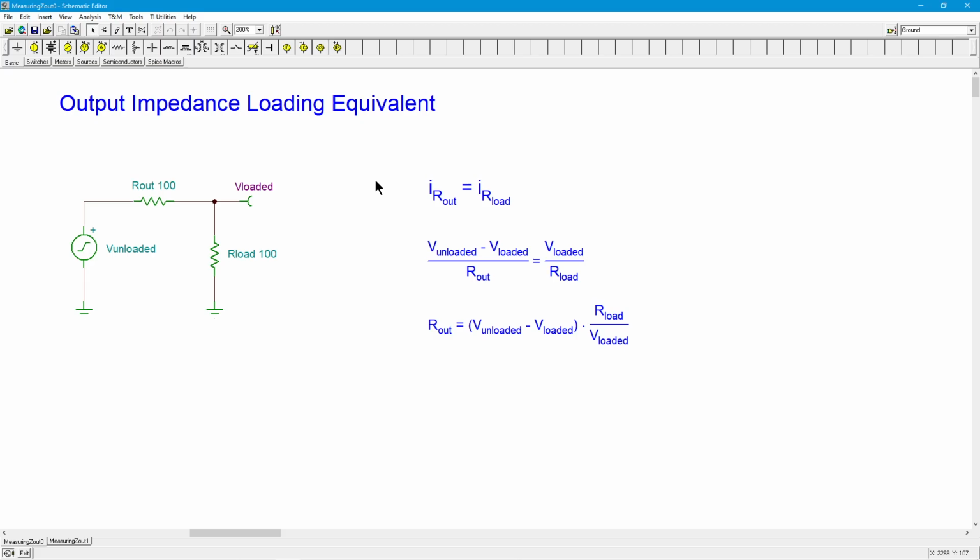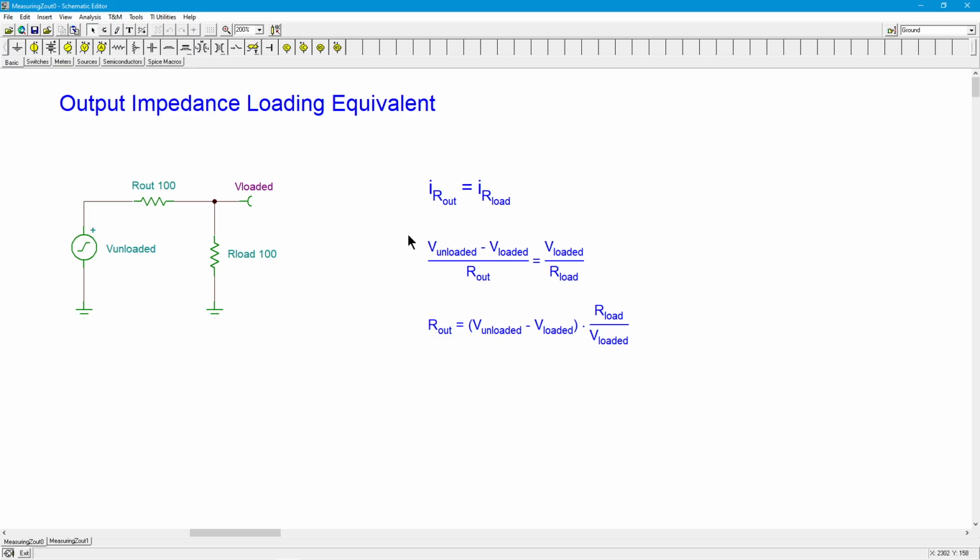Now, you rip out that 10 meg ohm resistor, or 1 meg ohm resistor, whatever it was. You put in this load, the 100 ohm resistor, and you measure your V loaded again with your scope. Subtract, multiply by this quantity, R load over V loaded, and bingo, you got your R out. It's that simple. It really is just sort of like a voltage divider backwards, because you're comparing this voltage and this voltage against those two resistances. It really all comes down to this, okay?